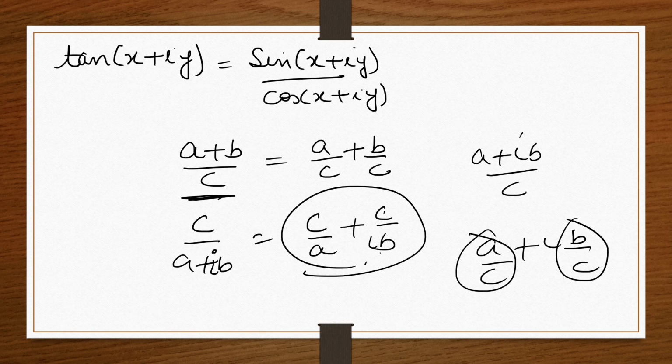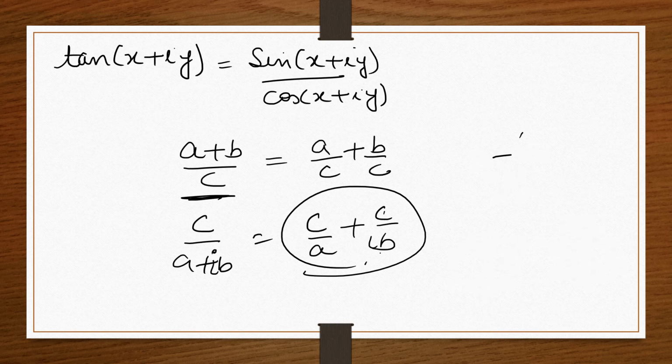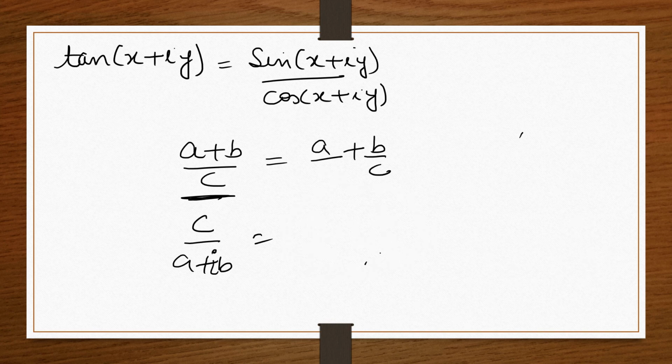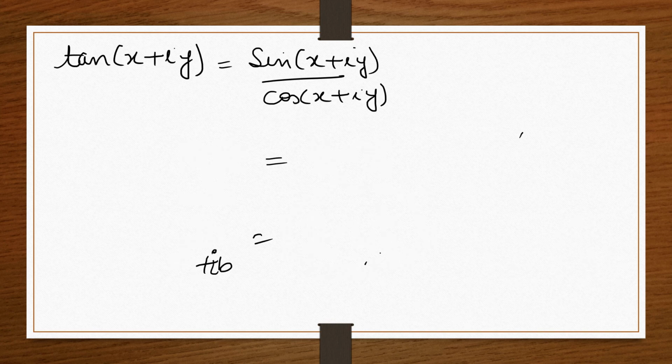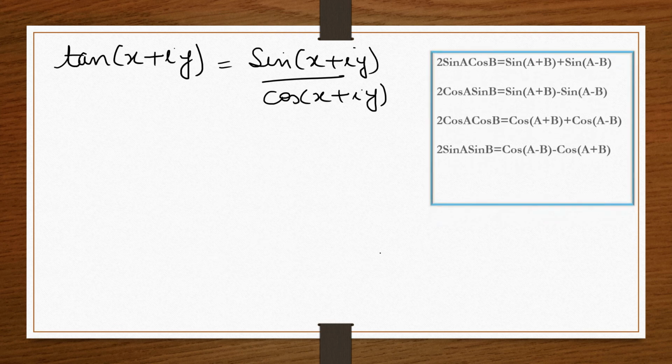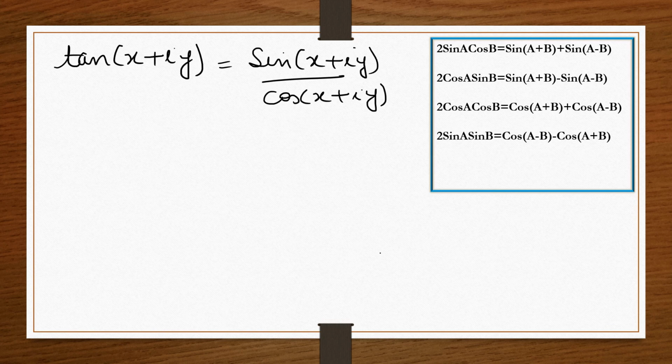Okay, accordingly we'll operate some formulas, and let me tell you what the formulas are. We have already done these formulas in lower classes. These are some trigonometric identities. According to the first identity, 2 sine A cos B is sine (A plus B) plus sine (A minus B). 2 cos A sine B is sine (A plus B) minus sine (A minus B). 2 cos A cos B is this. 2 sine A sine B is this.